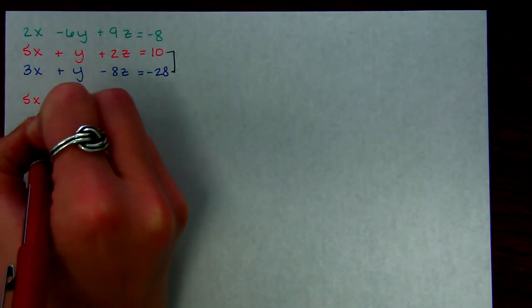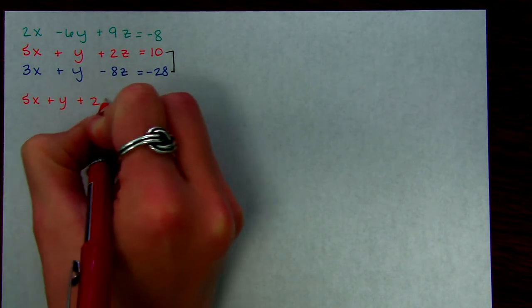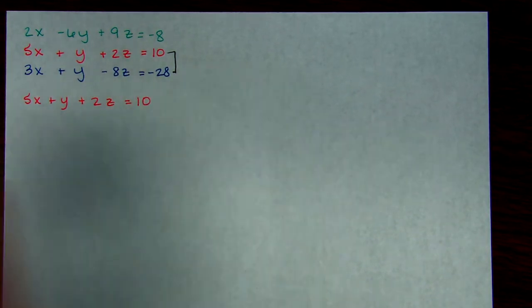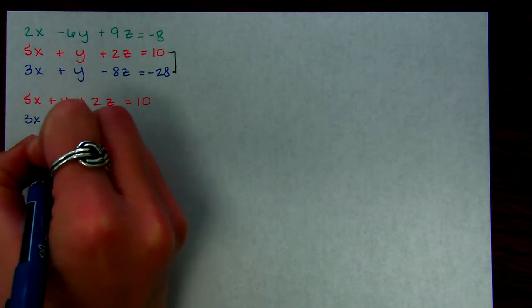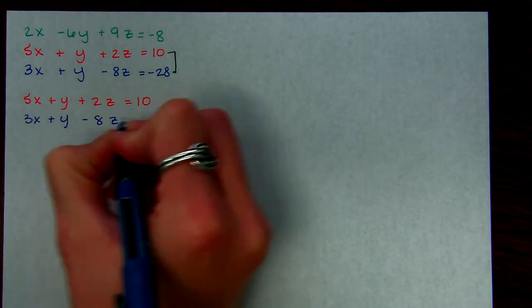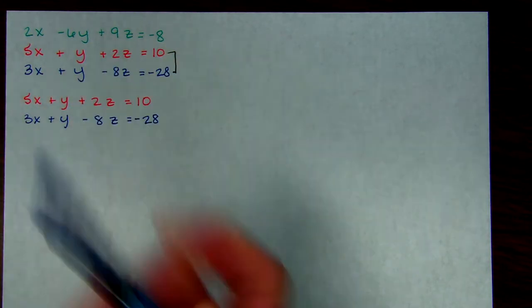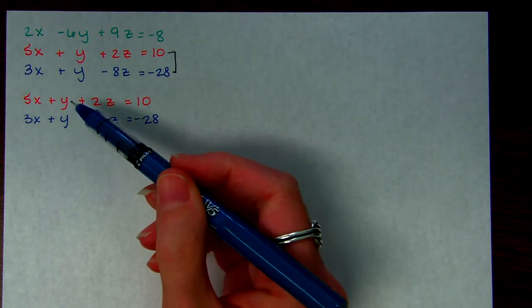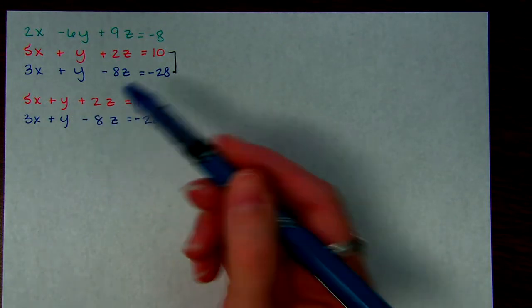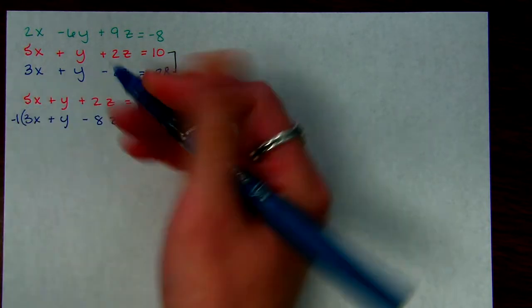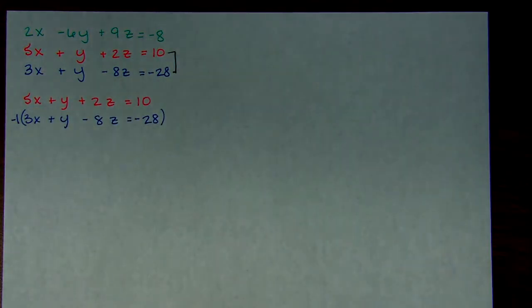So this is 5x plus y plus 2z is equal to 10. And then 3x plus y minus 8z is equal to negative 28. Now I've got two y's, but they're both positive. So if I added these two equations together right now, I get 2y. I don't want to do that. And so I'm going to multiply this bottom equation by negative 1 so that one of the y's would be positive and one would be negative.